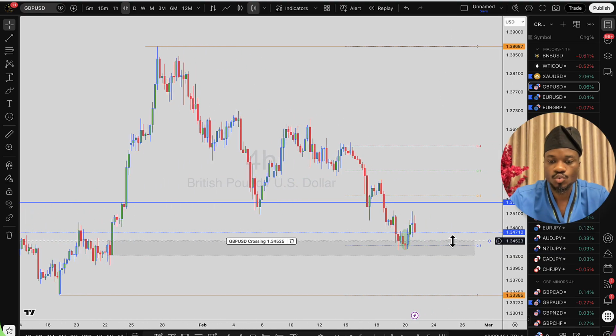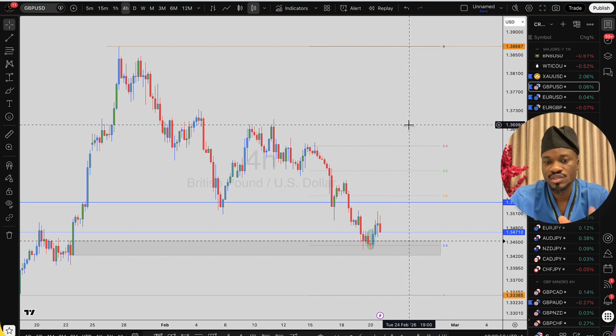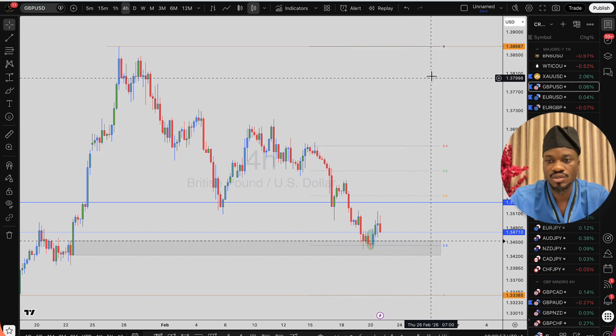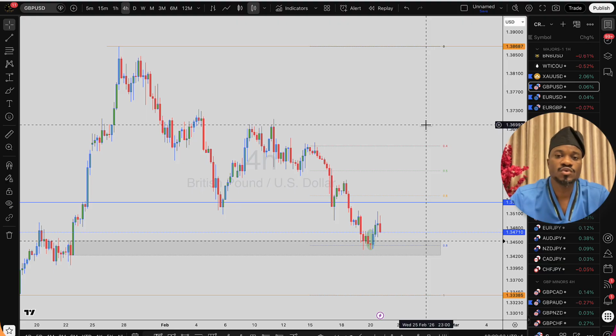So next week we are still anticipating more buys to flow to the upside, and our TP1 acts at the price of the 1.36990. Our next TP acts at the price of the 1.38000, right?